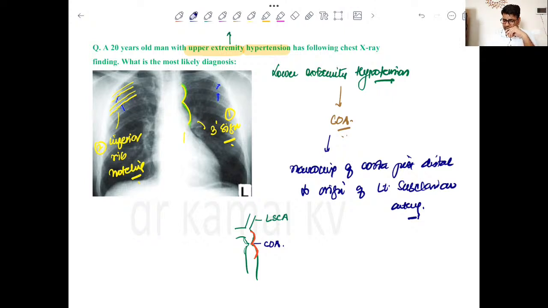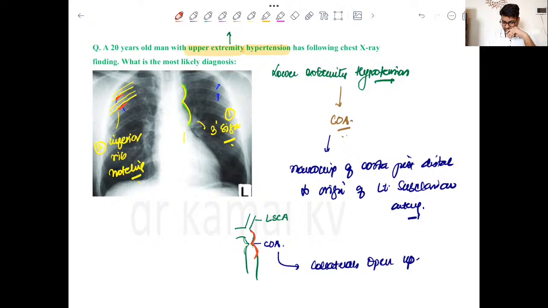Whenever there is coarctation, the collaterals open up, right? So collaterals open up, and when they open up, the location is somewhere in this region, and they will put pressure on the inferior border of the rib. Therefore, you will get inferior rib notching.